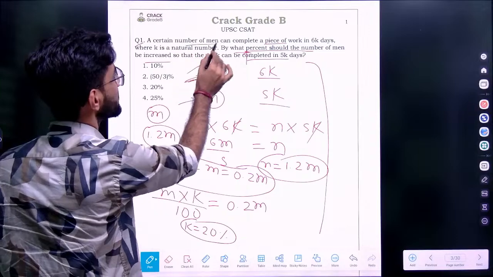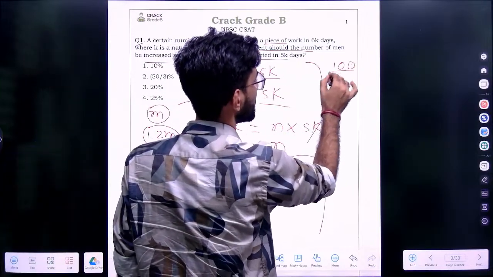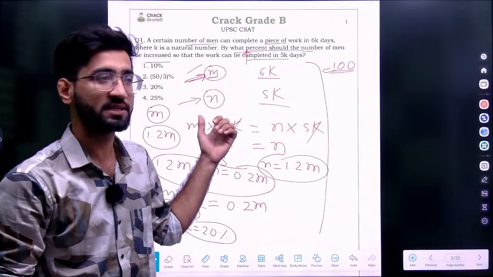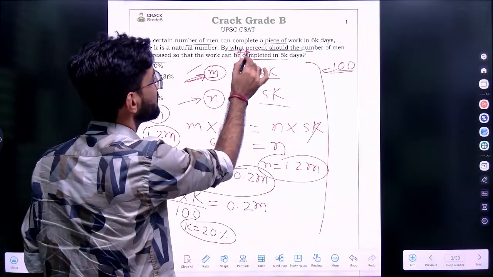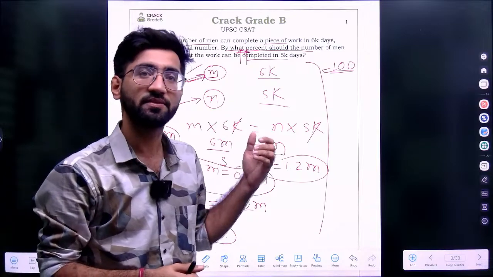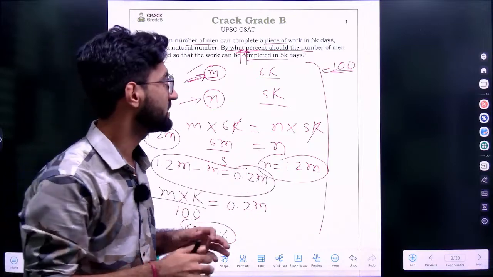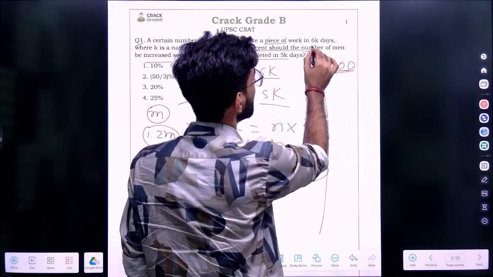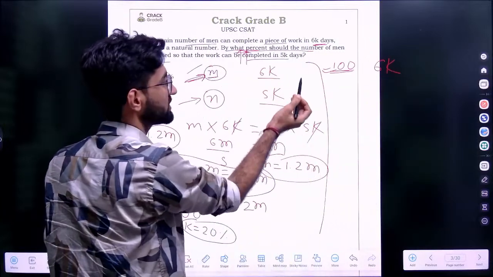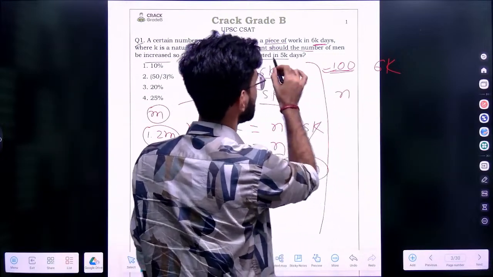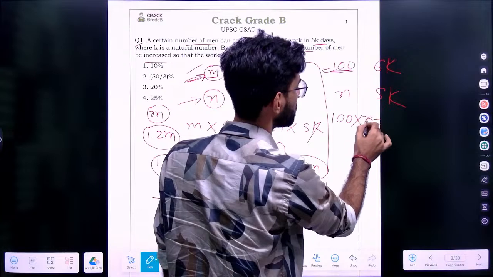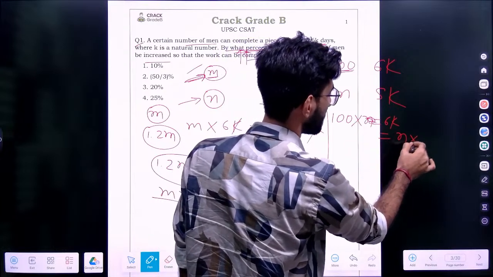Suppose initially the number of men is 100, right? Why are we considering the number of men as 100 to solve this question? Because since we have to find by what percent, if we assume the number of men is 100 in the first situation, we will not waste much time, right? So suppose the initial number of men is 100 and they are able to complete the work in 6k days, right? And in another situation, suppose the number of men is n and they are able to complete the work in 5k days. So 100 into 6k equal to n into 5k, right?